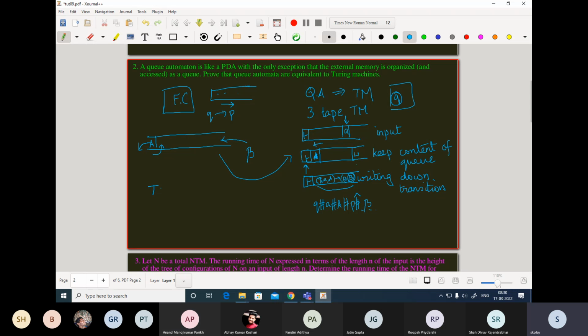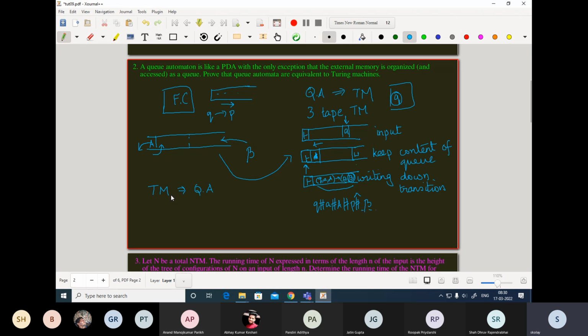Now you have to say that look at a language that is being accepted by a Turing machine. You have to show that it is accepted by a Q automaton as well. A queue is basically two stacks. Like a queue can be seen as two stacks. And we know that a two stack PDA will be as strong as a Turing machine.